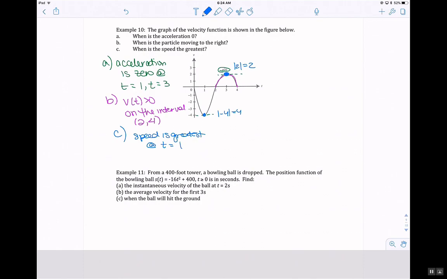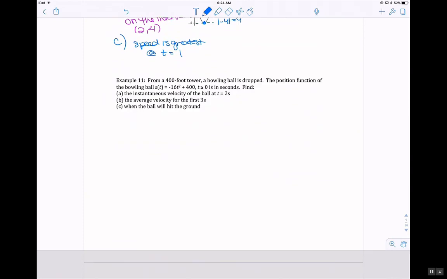11. From the 400-foot tower, a bowling ball is dropped. The position function is given by the function below. Find the instantaneous velocity of the ball at 2 seconds, average velocity for the first 3 seconds, and when the ball hits the ground. So A, instantaneous velocity, take the derivative. So v of t is equal to negative 32t. So v of 2 is equal to negative 32 times 2. So v of 2 is negative 64 feet per second, because this time we have units.